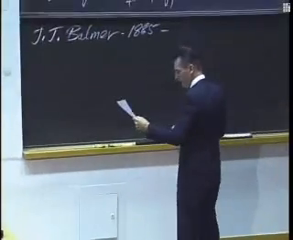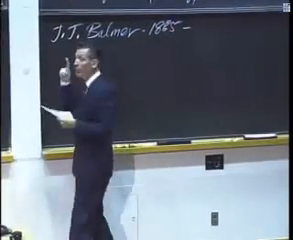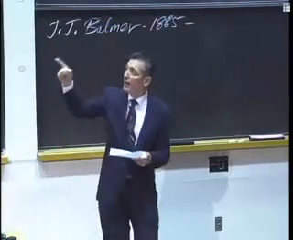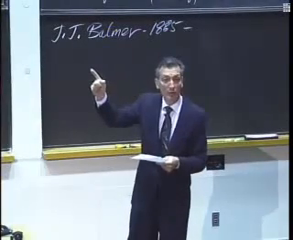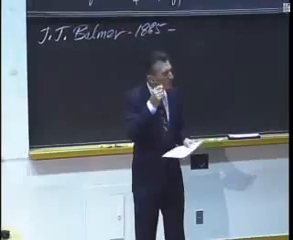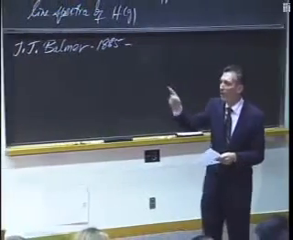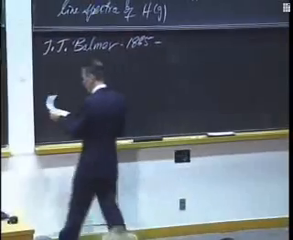Where was I? Oh, so what Balmer did, all he has is those four numbers. He's got the wavelengths of those four lines, and he's playing with those numbers. He's determined to make sense of those four numbers in some kind of a sequence. And this is what he came up with finally.